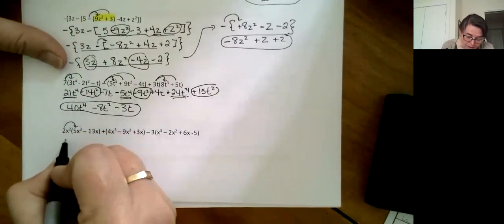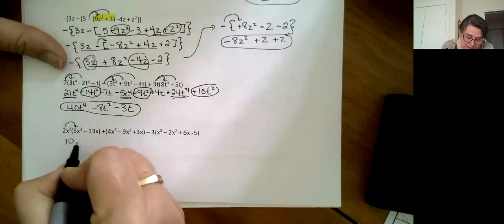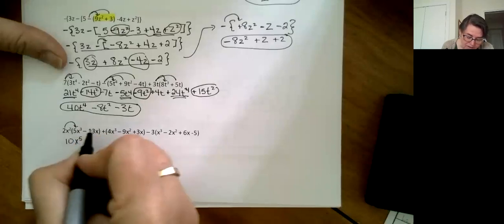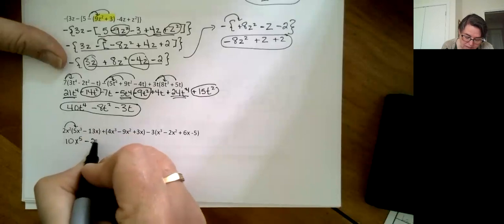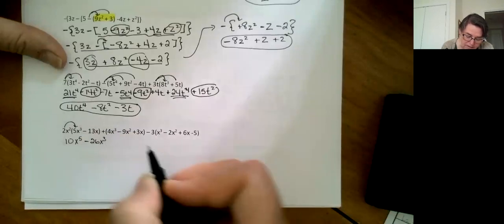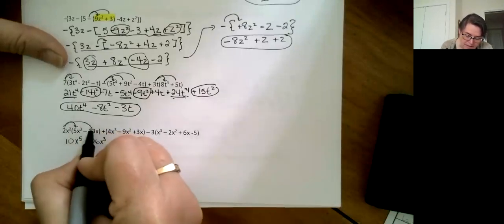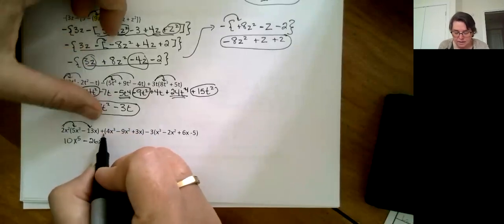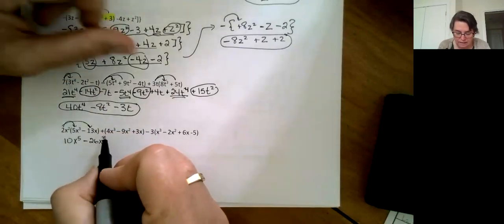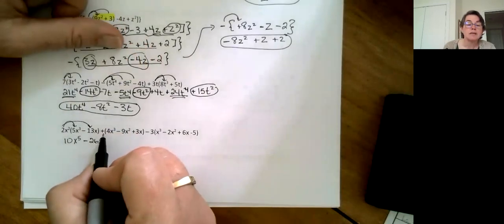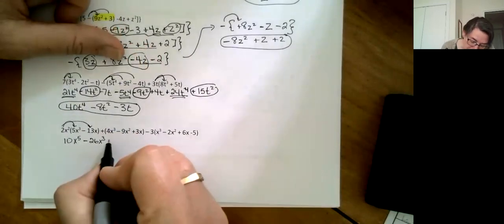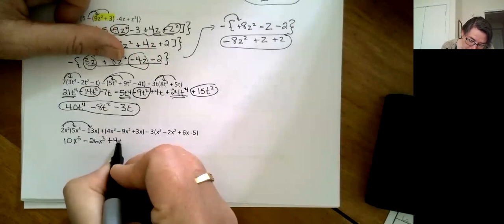All right, multiplying through. 2 times 5 is 10x to the 5. 2 times minus 13 is minus 26x cubed. All right, so we distributed. Now we have a plus. When there's just a plus outside a set of brackets, we can just bring everything down the way it is.